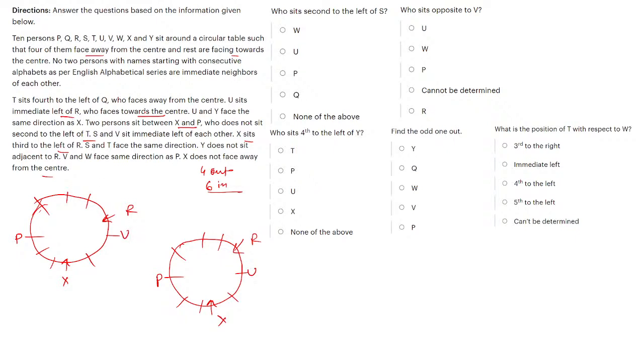Here is U, right. T sits 4 to left of Q, who faces away from the center, and V and W face same direction as P, right, and U, Y face same direction as X. So this is it. Anything else? S and T face same direction, right.